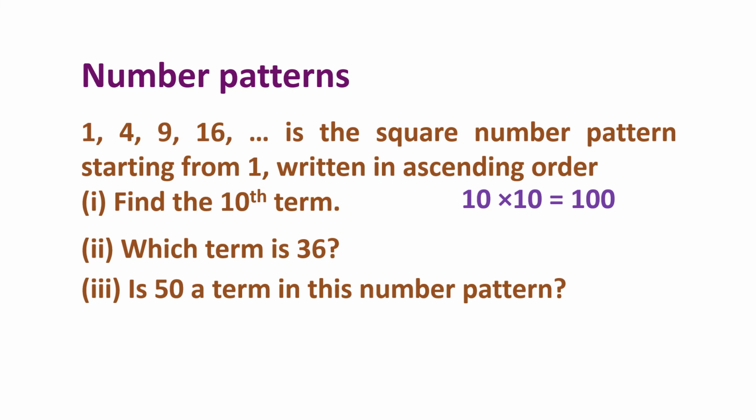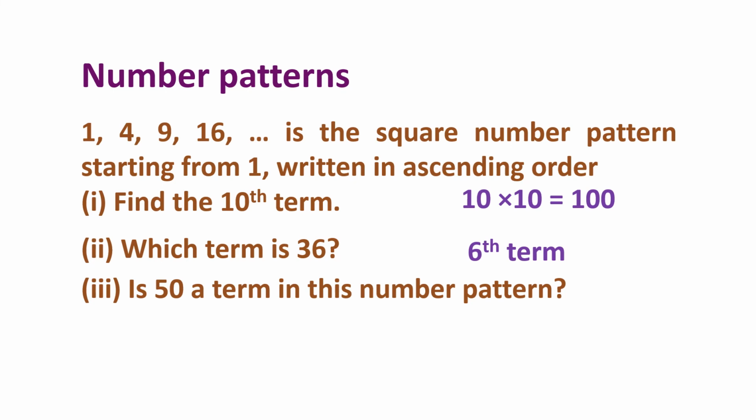Question number 2. Which term is 36? This time they are asking us to find the number of the term. So we know that 36 is a square number. How to obtain 36? When you multiply 6 by 6, then you can obtain 36. Therefore, 36 should be the sixth term of the square number pattern starting from 1.